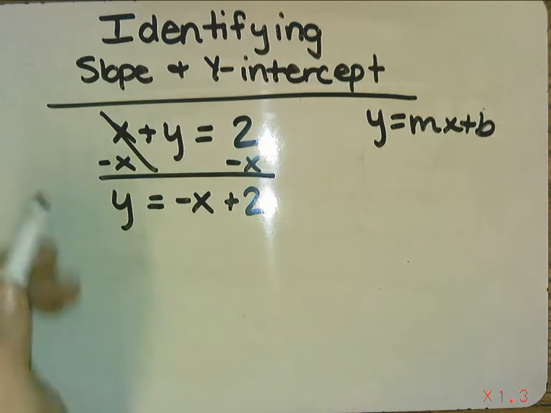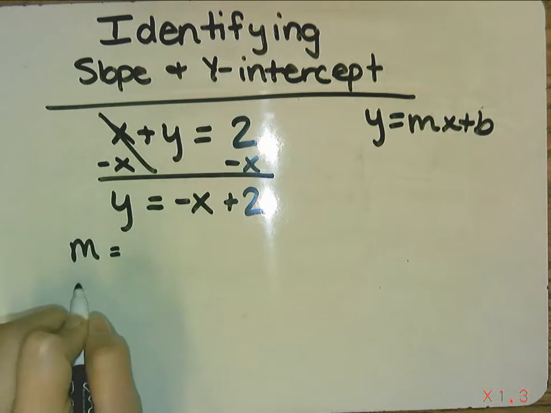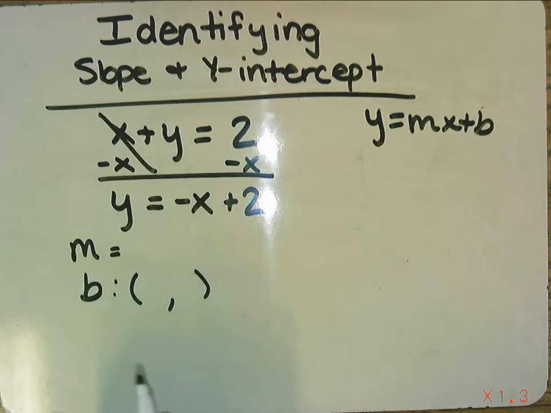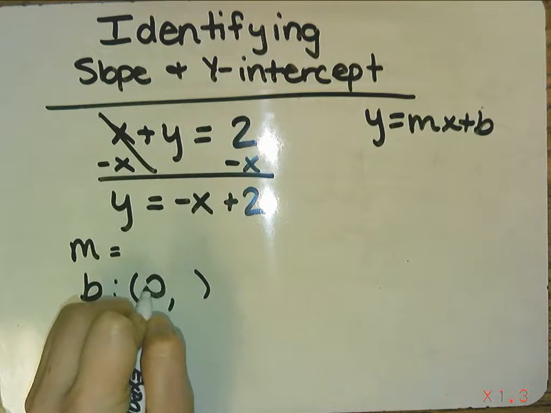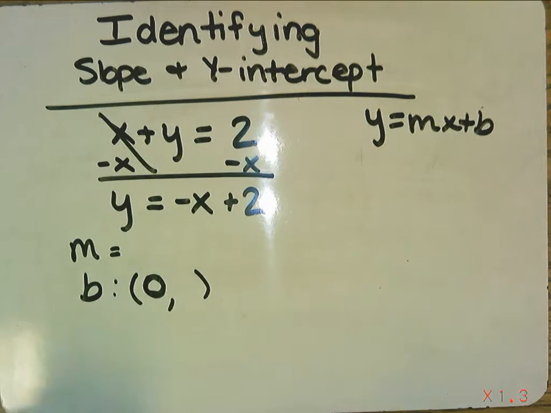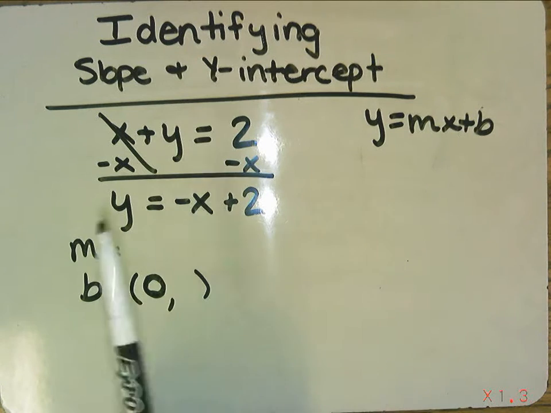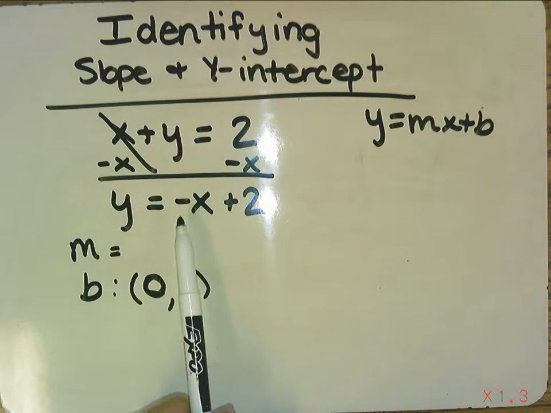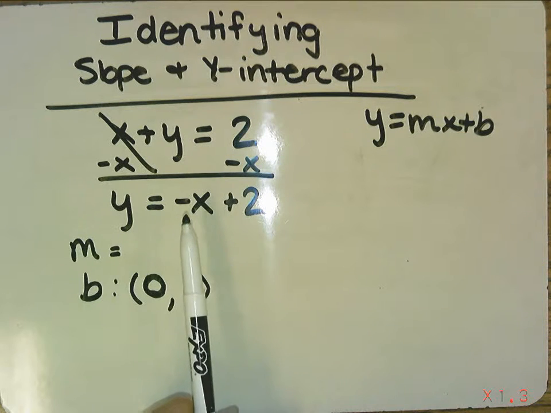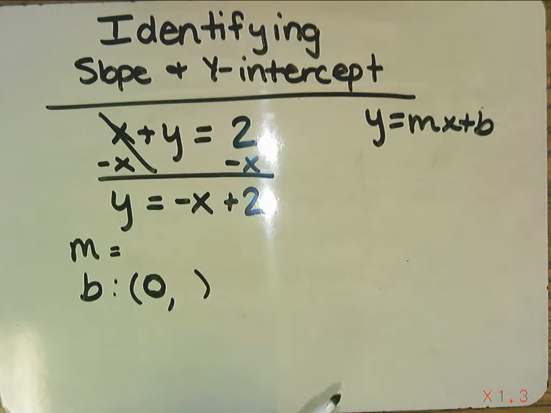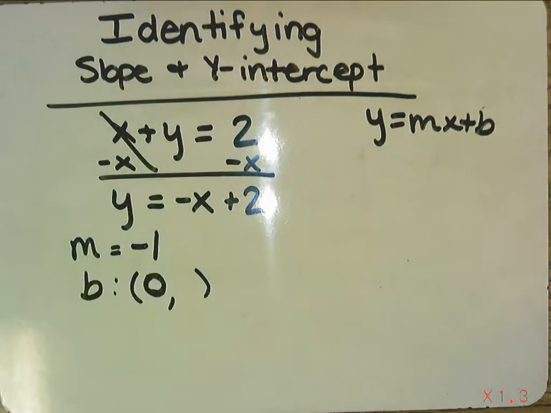So now I can identify my slope and my y-intercept, which again gets written as an ordered pair. And if you'll remember from the last example we did, I can automatically put a 0 here because any y-intercept, the x value is always 0. So now I'm going to look for my slope. Whatever number is being multiplied by x, that's my slope. So I don't have a number here, I just have a negative. Whenever I see just a negative out in front of x, that means that it's negative 1 times x. So my slope here is negative 1.